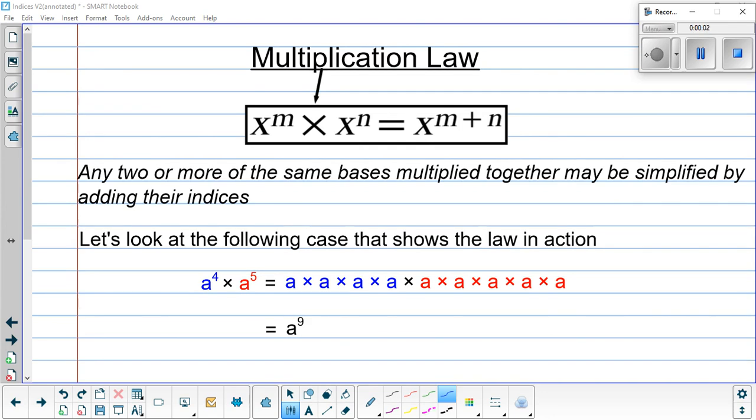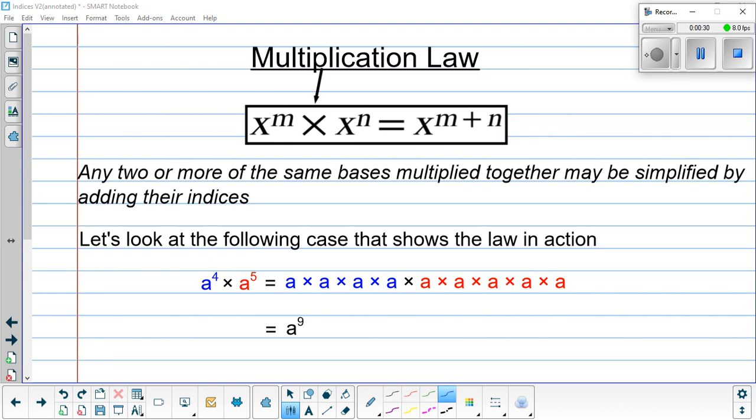Now we're back and we're looking at the multiplication law. Here it states that if we have two things with the same base, in the general form base x, with two different powers, m and n, it doesn't really matter what they are. If we try to simplify this expression, we do this by adding their exponents. Any two or more same bases multiplied together may be simplified by adding their indices, right?